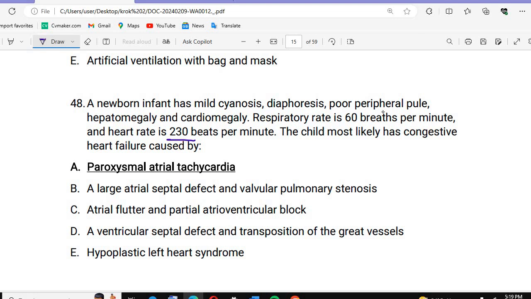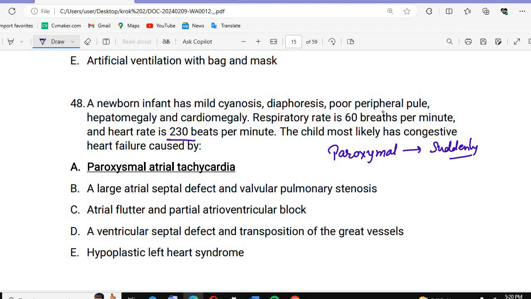This is caused by, see, all these things about atrial tachycardia, atrial flutter, atrial fibrillation, ventricular flutter, we will discuss in the cardiology part. Here I am telling you this question. Whenever you are getting paroxysmal, it means suddenly, or a sudden thing will be there. So if it is sudden, that is paroxysmal.